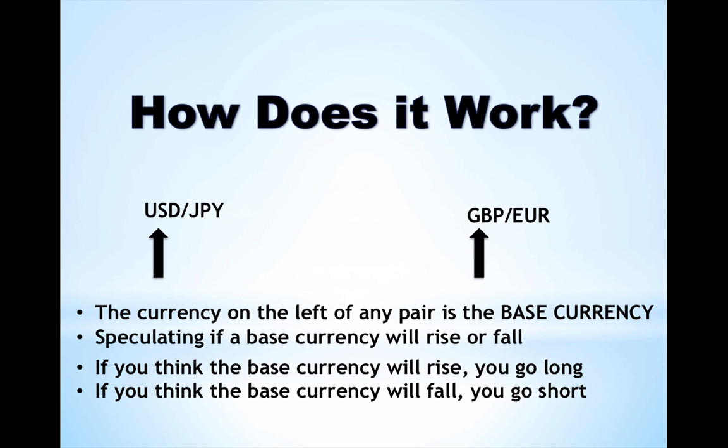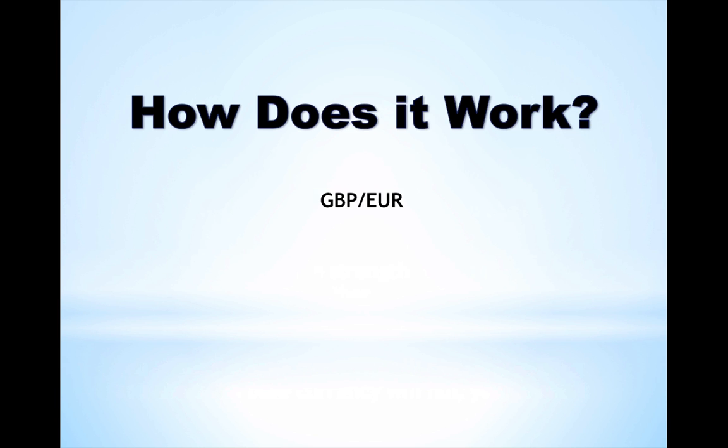If we look at the Great British Pound Euro, we already know that the currency on the left is the base currency, so that means the GBP. The currency on the right is known as the counter currency. In this pair, that's the euro. You are speculating on the base currency in relation to the counter currency. So you would go long if you thought the GBP was going to strengthen compared to the euro, and short if you thought it was going to weaken against the euro.